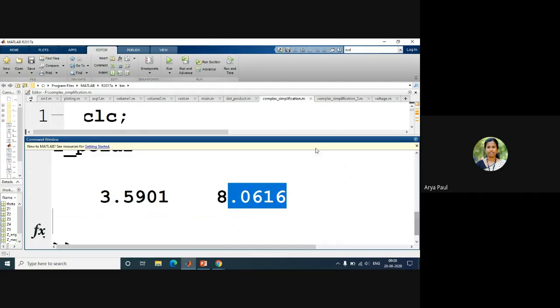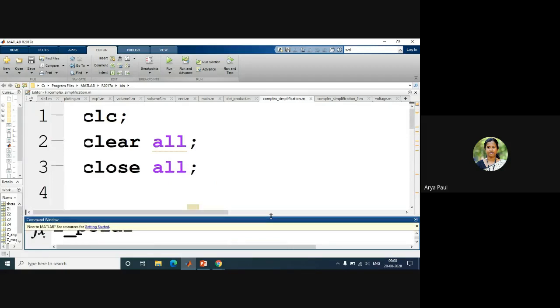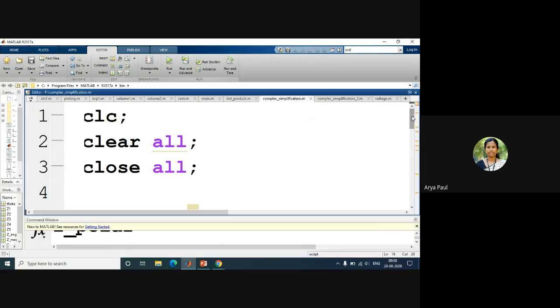I hope these examples are clear to you. So we will wind up here. This is the end of experiment 2. Please do the lab portions. Okay, thank you.